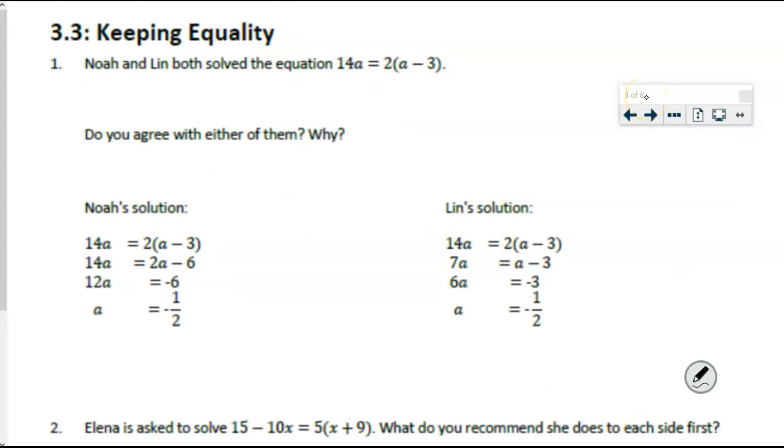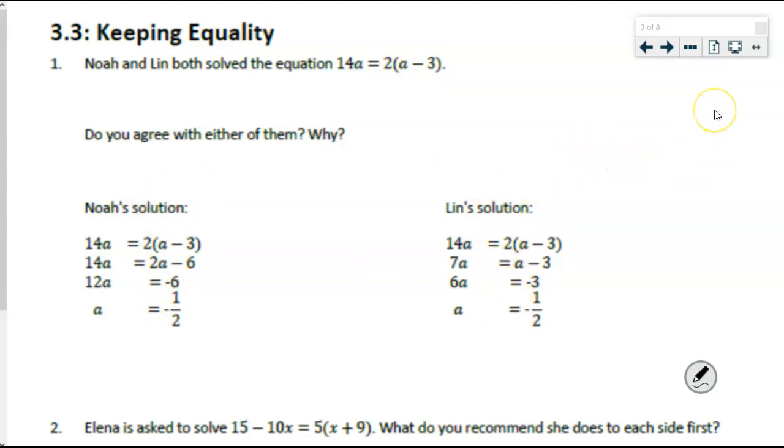3.3, keeping the equality. Here's a new equation. We're back to just one variable because that's all that we really need to do. And when we're not dealing with a hanger and shapes, it's better to just keep it simple. So Noah and Lynn both solved this equation: 14a is equal to 2 groups of a minus 3. Here's Noah's solution and all of the work. Here's Lynn's solution and all of the work.